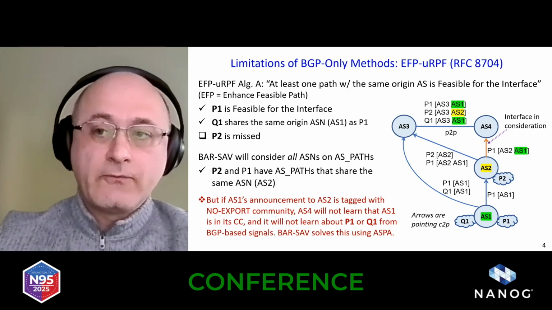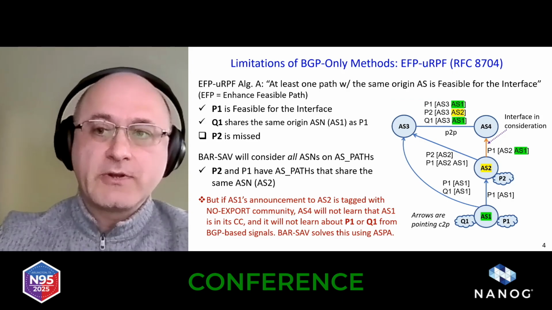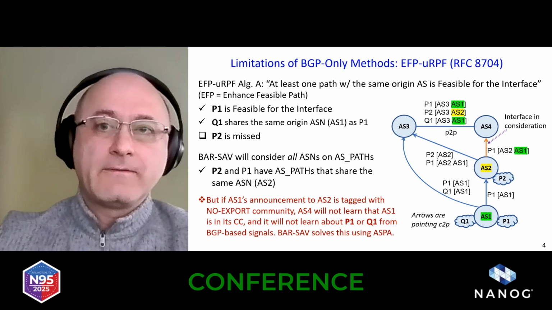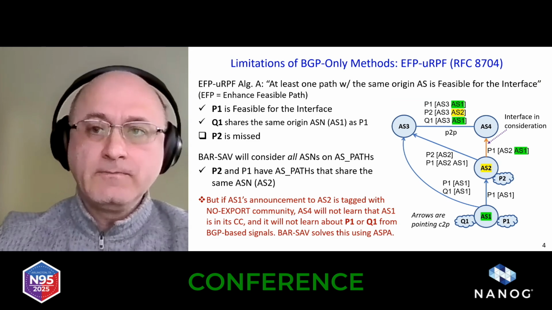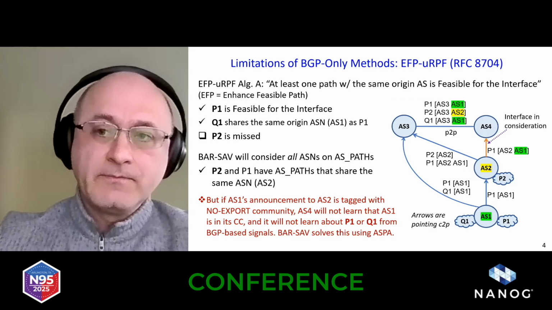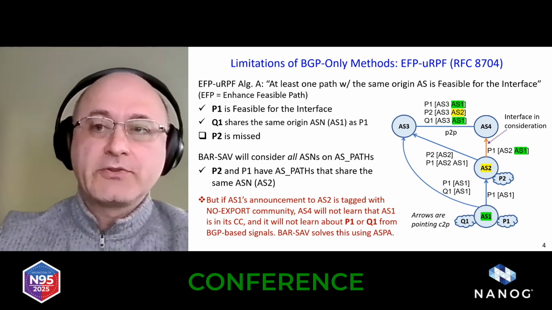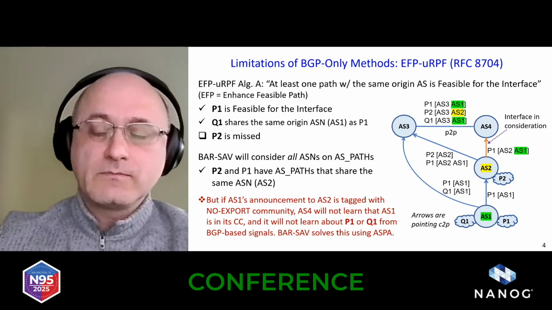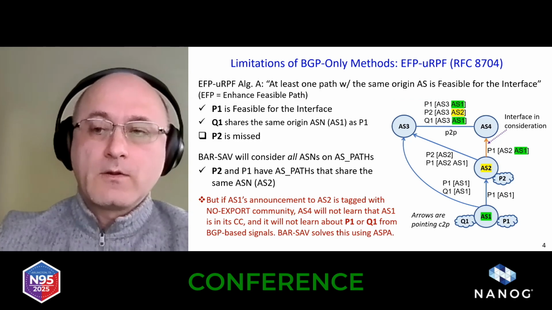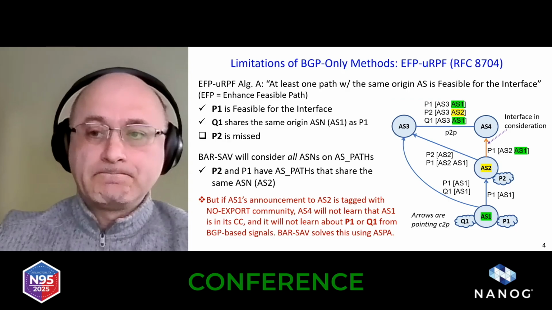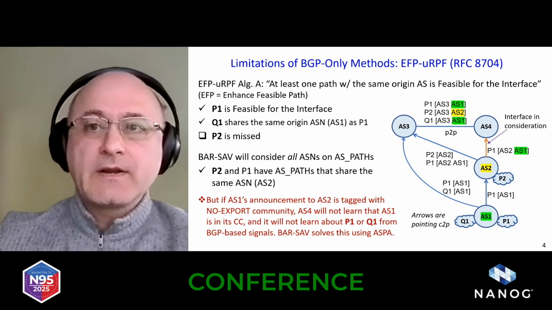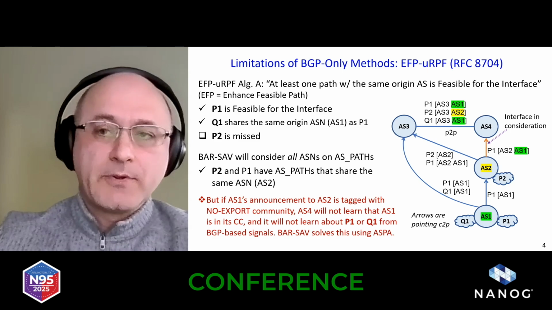The RFC 8704 says if you share origin AS with something that's already feasible on this interface, you're good too. So Q1 is discovered. P2, however, is not discovered, because nothing that is feasible on the interface from AS2 shares AS2 as the origin of a feasible path. So the current technique will miss P2.